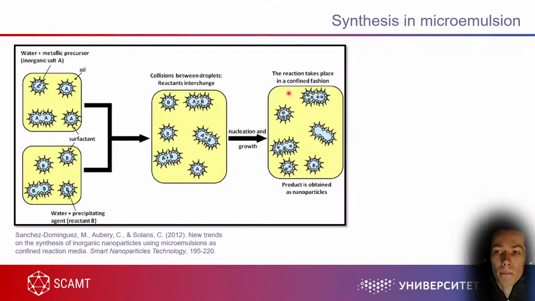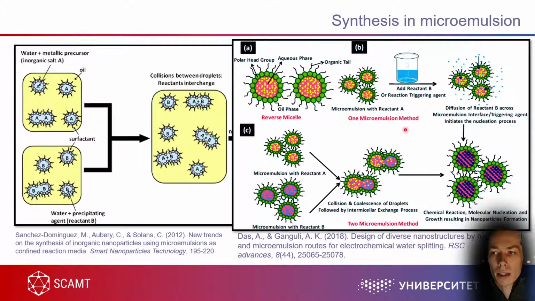But if you look at another example of microemulsion, with an oil phase here and an aqueous phase here, still you can add some reactant B, reactant A, mix them together, and you will obtain some new components, some new particles, or something like this one.